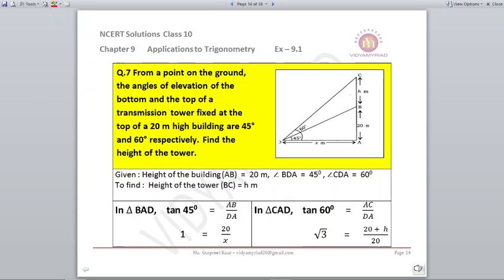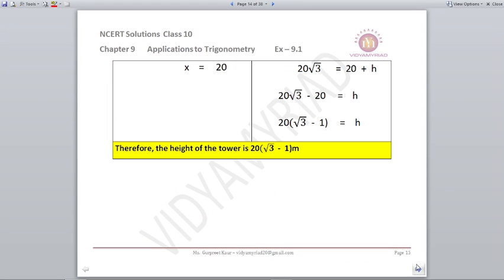Now with the help of this, we can find out the other triangle. So let us take the big triangle now. In this we have angle 60 degrees. So tan 60 will be equal to AC total upon DA. What is AC? AC is made up of 20 plus H. And DA is my X. We have just found X is equal to 20, so we can write 20 here. And the value of tan 60 is root 3. On solving this, we get H equal to 20 upon root 3 minus 1, which is the total height of the tower.